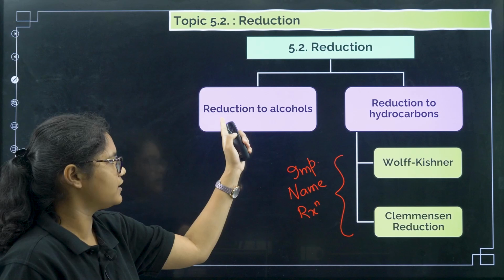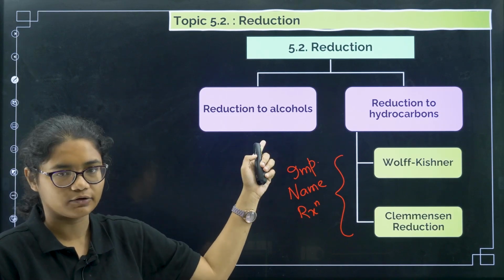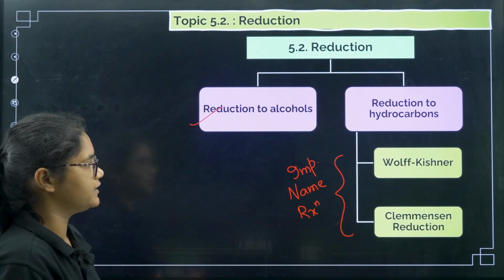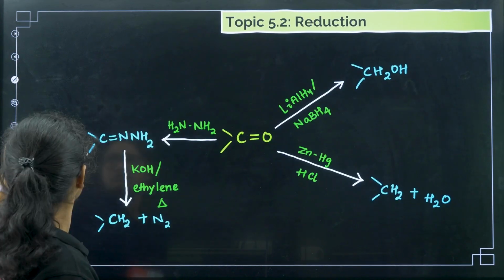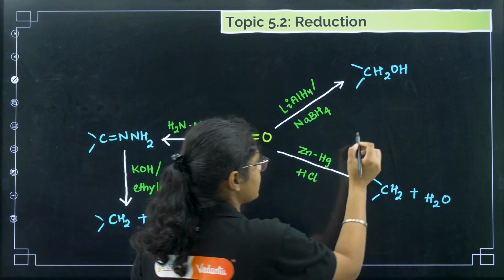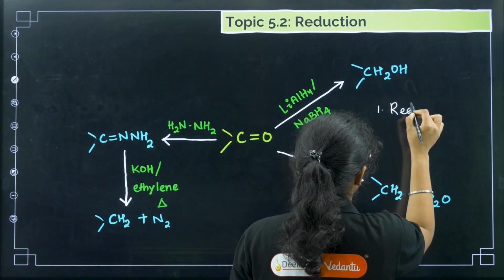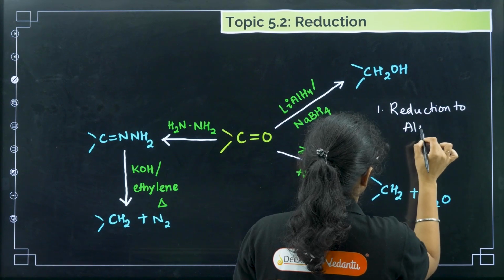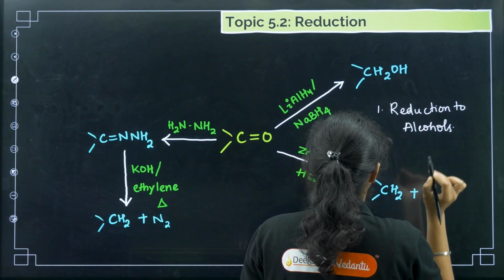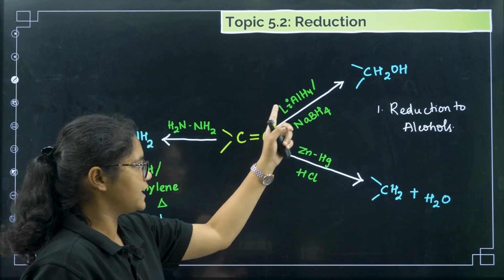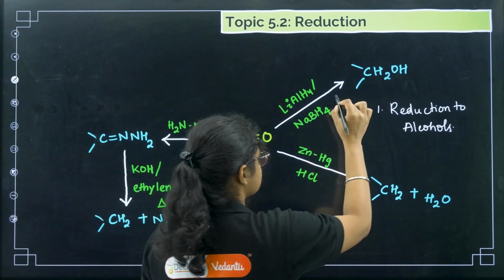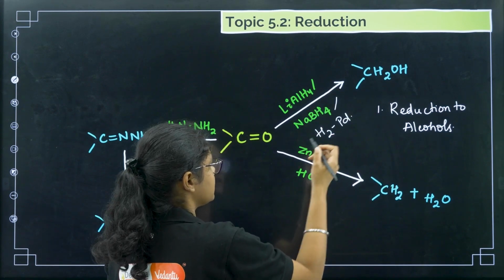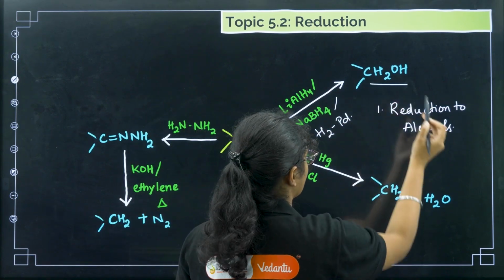Another is reduction of carbonyl compounds to alcohols. These reactions we have already studied in the alcohols chapter. When we discuss it, it will be more clear to you. So this is the first one, that is reduction to alcohols. What are the reagents we can use? We can use LiAlH4, NaBH4, and one more, that is hydrogen with palladium. These three reagents will convert this group to a CH2OH group.